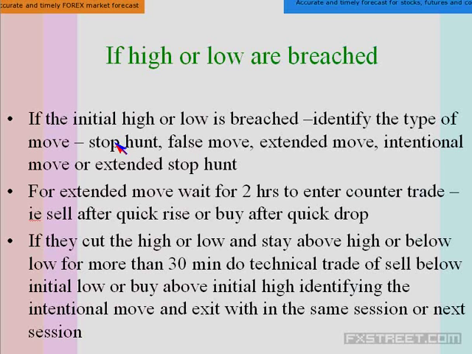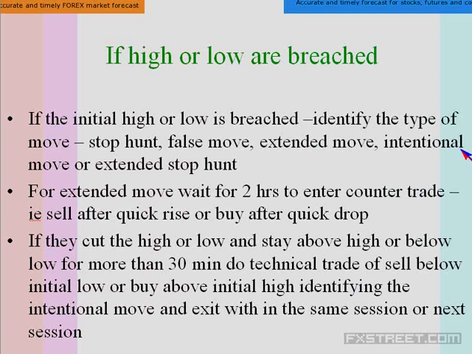In case they have not done the stop hunt and they have done the false move, then understand they wanted to make an extended move on the upside or the downside. And if they breach the low, say for example, from the low they go up to the high, come below the initial low and stay below it for more than 30 minutes, they start making an extended drop for 2 hours. So that false move, going up to the high without breaching it and coming down, indicates that they had done the false move to continue it as an extended move.